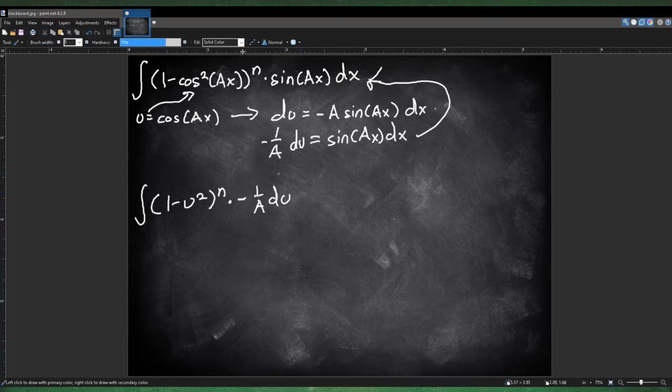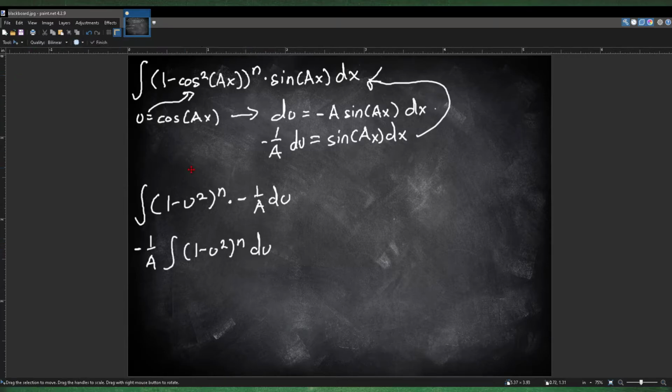Okay, and since negative 1 over a is just a constant, we can move that out. So negative 1 over a times the integral of 1 minus u squared to the power of n du. And that is the general formula that we're going to be using the entire time.